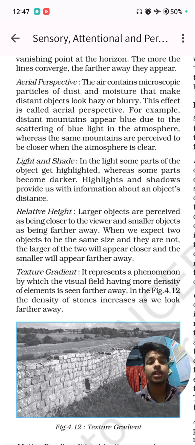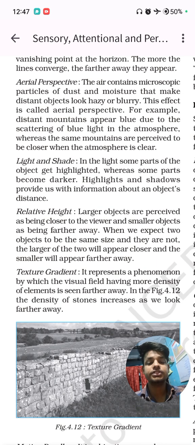Aerial perspective: the air contains microscopic particles of dust or moisture that make distant objects look hazy or blurry. This effect is called aerial perspective. For example, distant mountains appear blue due to the scattering of blue light in the atmosphere, whereas the same mountains are perceived to be closer when the atmosphere is clear.